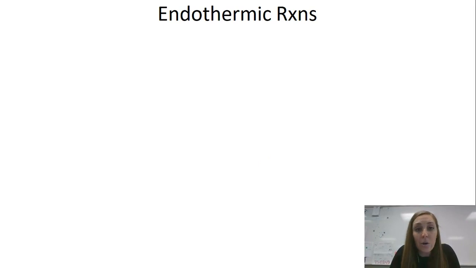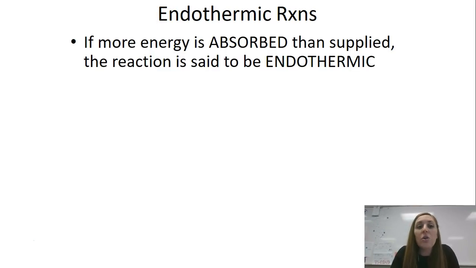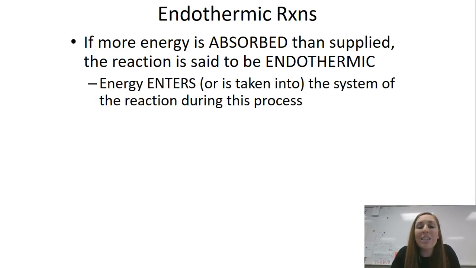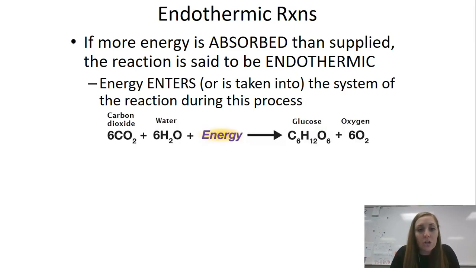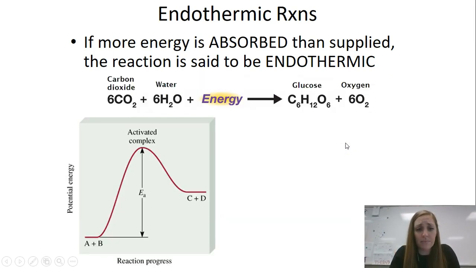The next is endothermic. Still thermic, meaning heat, but endo means to take in. So if more energy is absorbed than released, the reaction is said to be endothermic. So energy enters or is taken into the system during the process. For example, this is photosynthesis, right? Carbon dioxide and water plus energy. You get energy from the sun, and it makes glucose and oxygen.